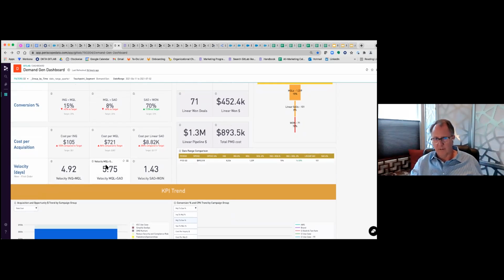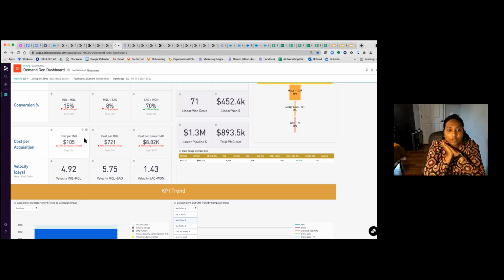I also look at velocity an awful lot. As an example, when we planned out the campaign for additional commercial spend in June, for SB and mid-market, I had to have a pretty good idea, based on the date stamp of the inquiry, the MQL, and the SAO, of how long it took to get to those stages. So I use that all the time.